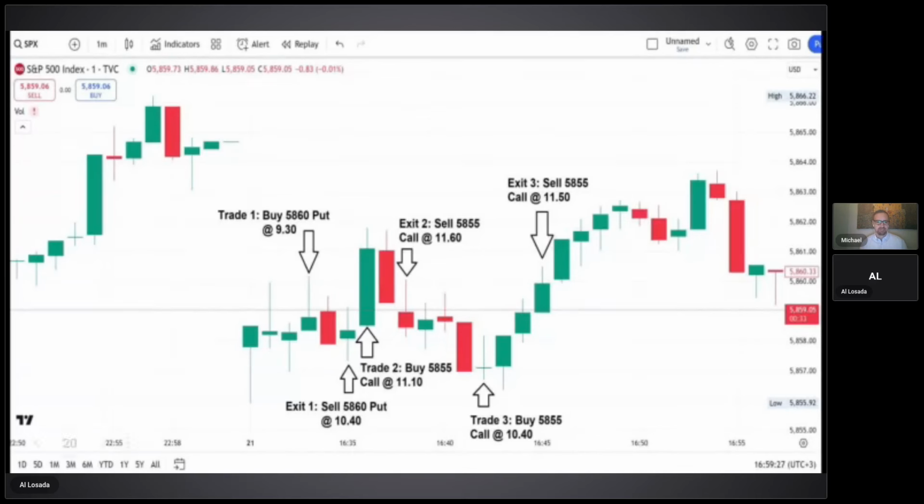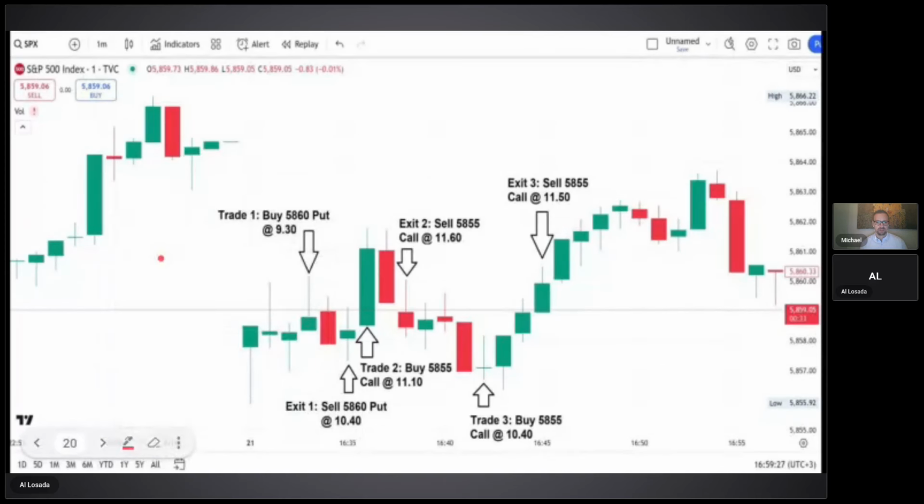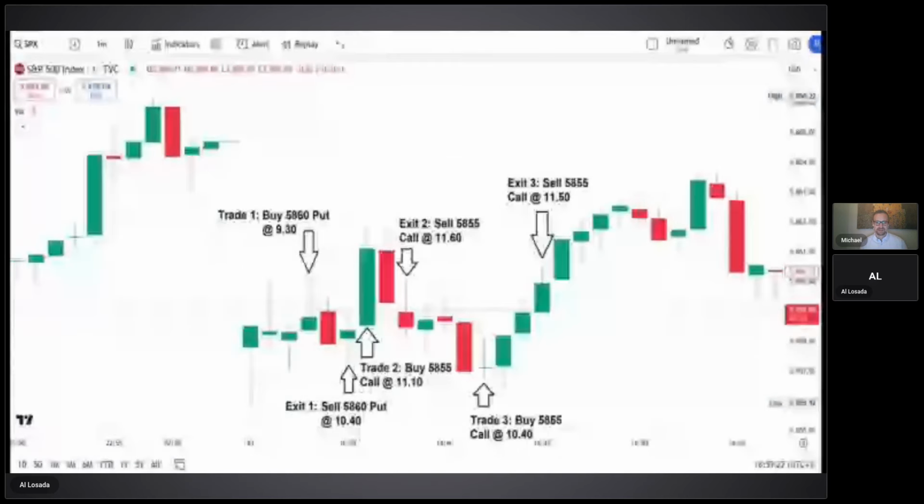So this is an example. Maybe we go through this example before we do a live trade. L, turn on the pen or the laser. Yes. So this is the 21st of October, 3 days ago. This is, let's say, an ideal day. We did 3 trades and we were done for the day.